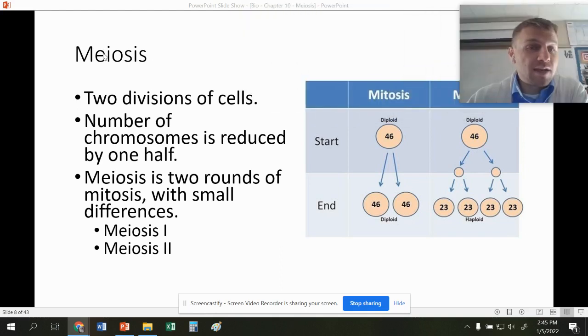Okay, so in meiosis, there are two cell divisions, and the number of chromosomes is going to be reduced in half. So we go from 46 chromosomes to 23 chromosomes for humans. There are two rounds of mitosis, I like to say, each with some small differences, and we call the first round meiosis 1, and the second round meiosis 2.